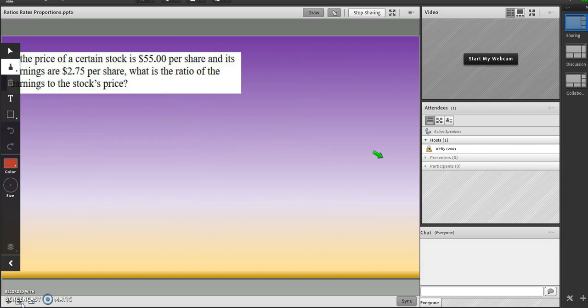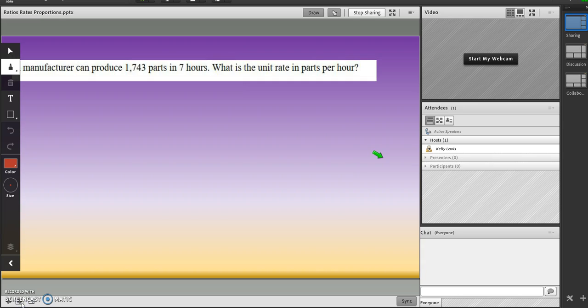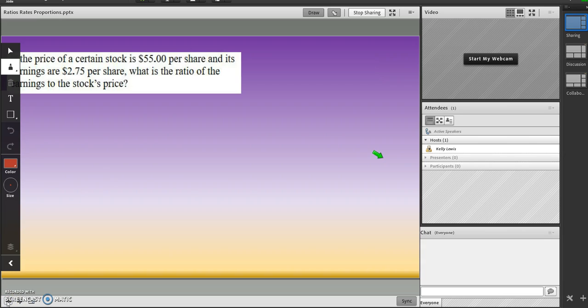The price of a certain stock is $55 per share, and its earnings are $2.75 per share. What is the ratio of the earnings to the stock's price?